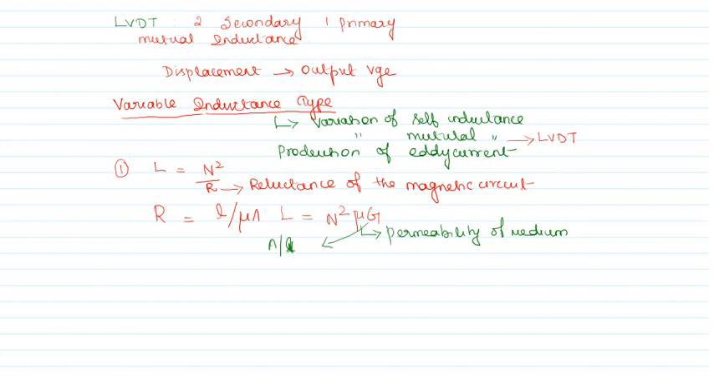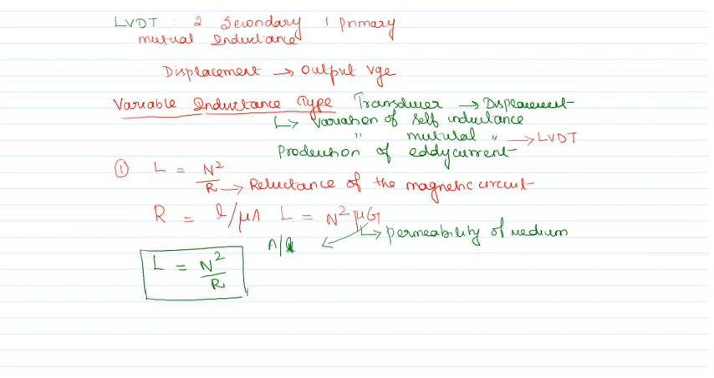And this particular topic, you can go for variation of self-inductance, mutual inductance or eddy current. These three different concepts come under variable inductance type, the variable inductance type transducer, which is used for measuring displacement. So finally, after substitution of the whole component, the L, that is self-inductance, N square by R, depends on the number of turns of the coil as well as the reluctance. So the output is change in voltage or change in inductance. That is how we measure using a variable inductance type transducer.